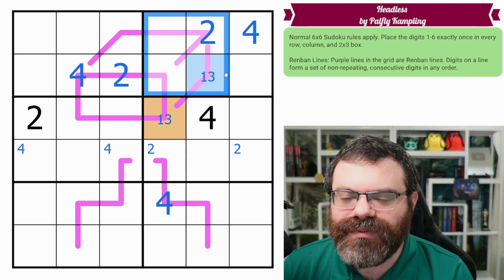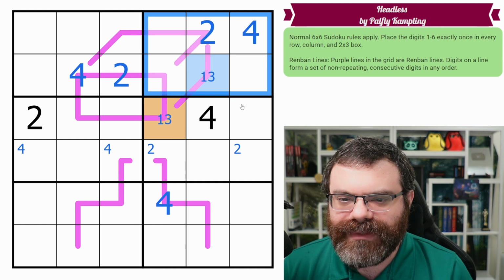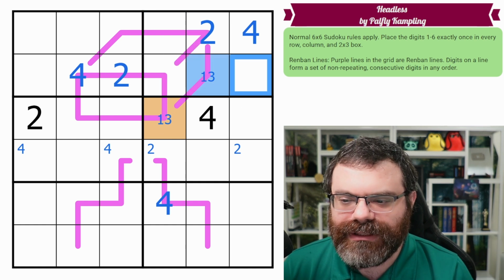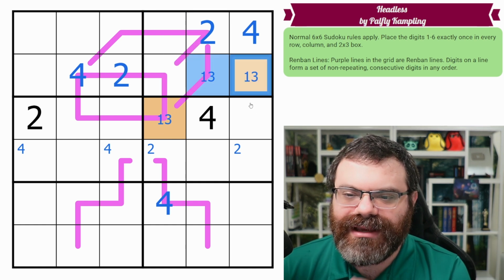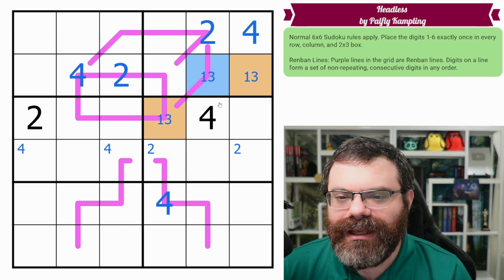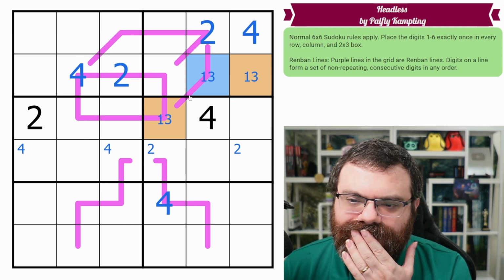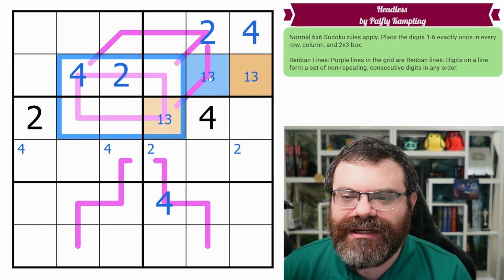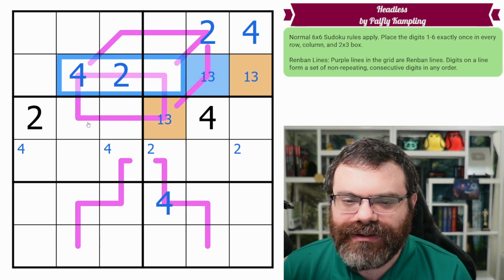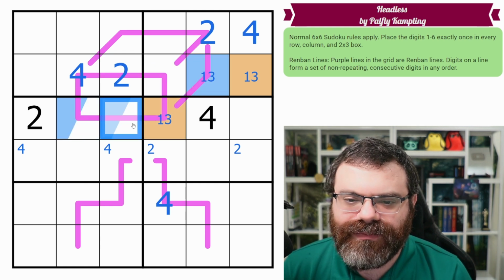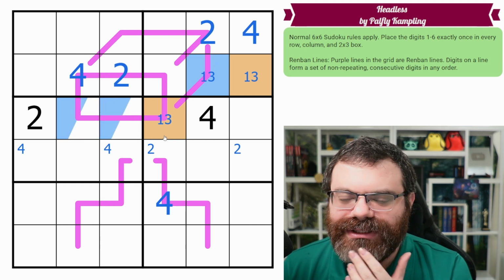So where does the orange 1-3 go in this box? The answer is it can only go here. This is the only other cell in the box that can be the orange 1-3. And so that does mean, yes, this has every digit. So it's going to need a blue 1-3, which doesn't go here. So the blue 1-3 is one of these two. We don't know which. I use that little white slash to sort of denote that.